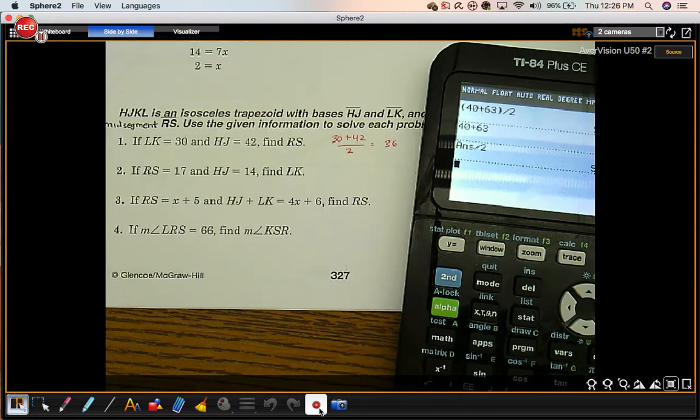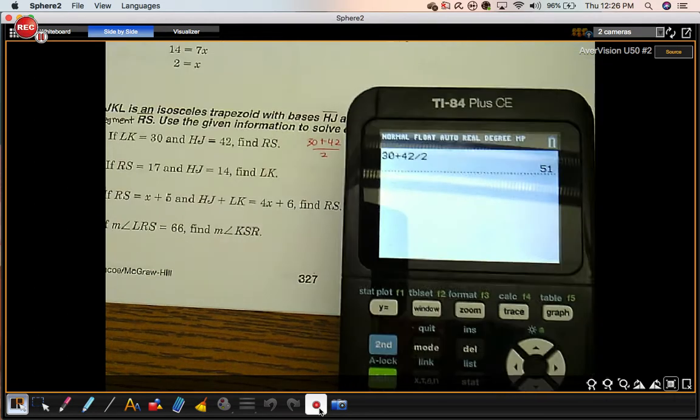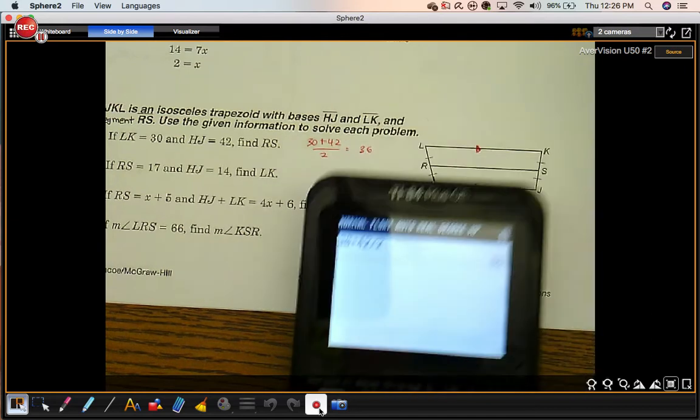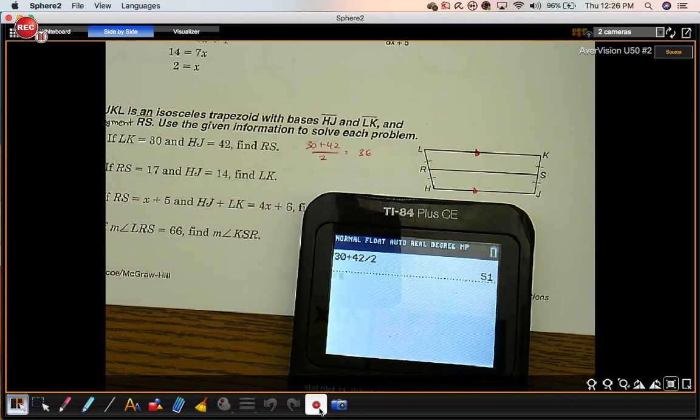Be careful when you use your calculator. I could type in 30 plus 42 divided by 2, and notice how I don't get that answer of 36. You need to make sure that you're adding first and then dividing by 2. Otherwise, the calculator is going to do what you tell it to do. Okay? So there's your answer.